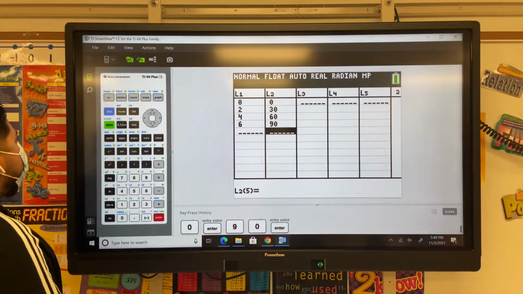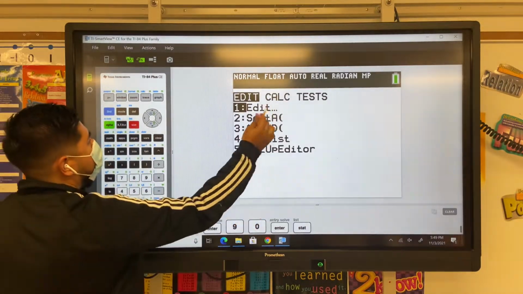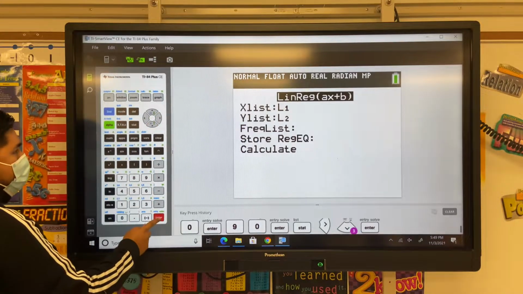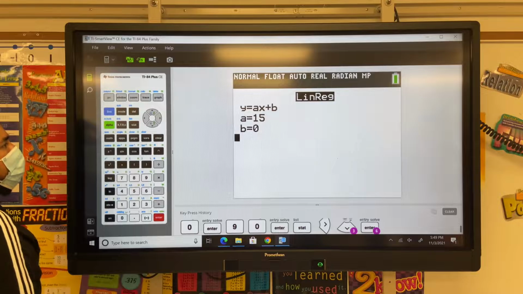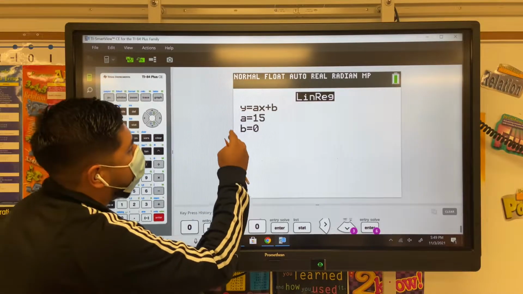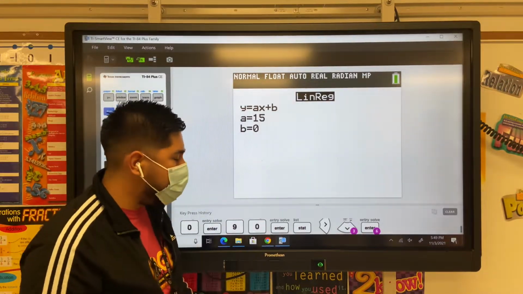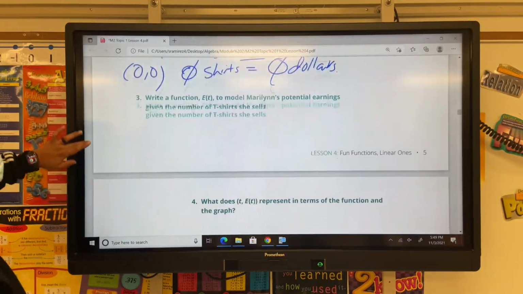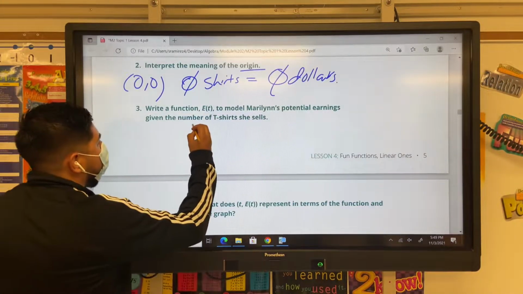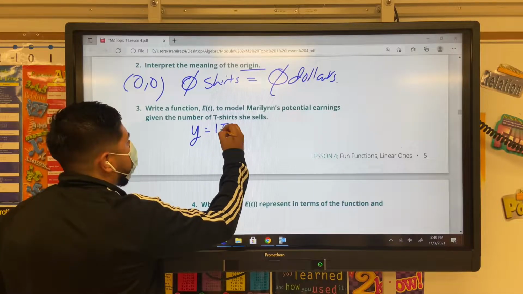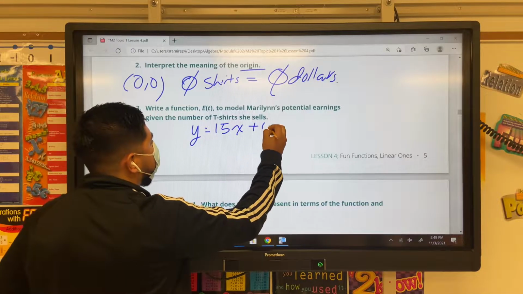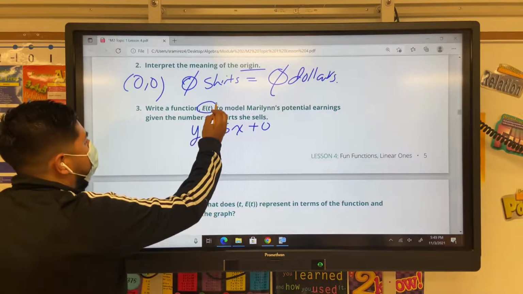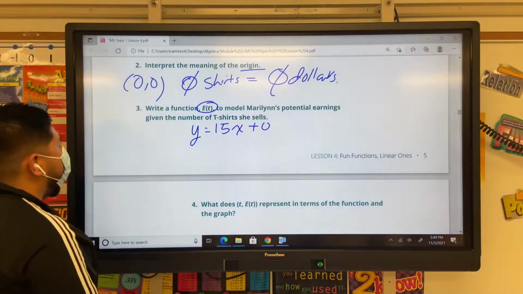Okay. Stat. Gotta go to calc, 4. Y equals 15x plus 0. Gonna write that down downstairs where it says write a function. Y equals 15x plus 0. I'm going to ignore this for just a second. I'm gonna do it on the next page.